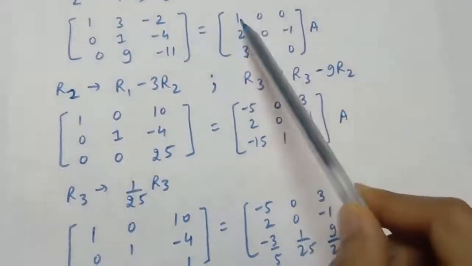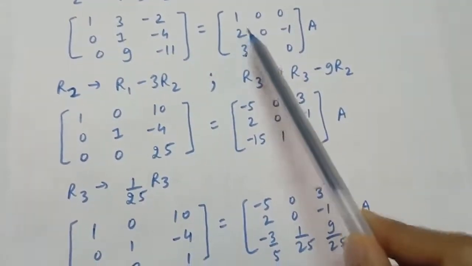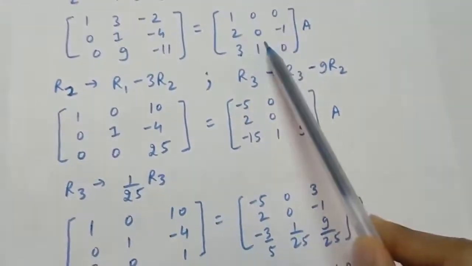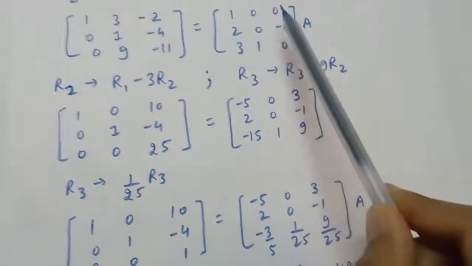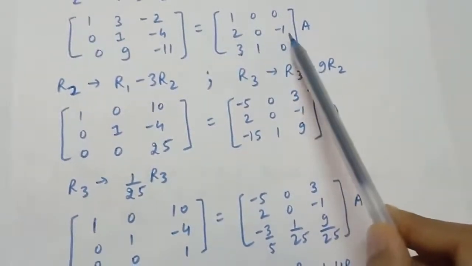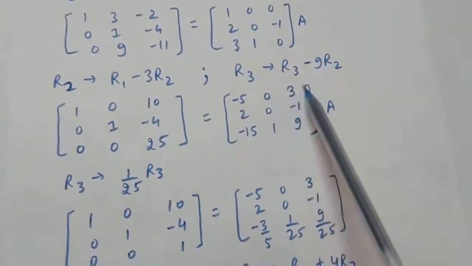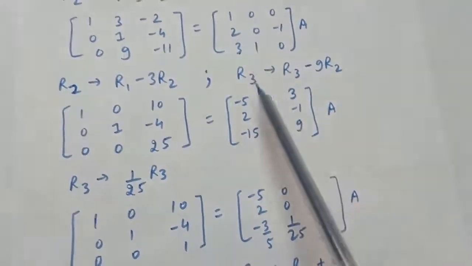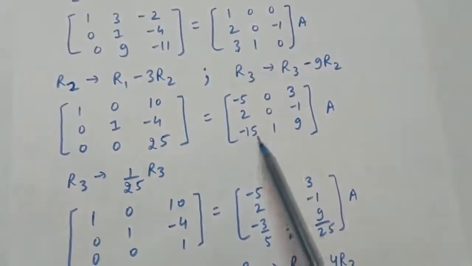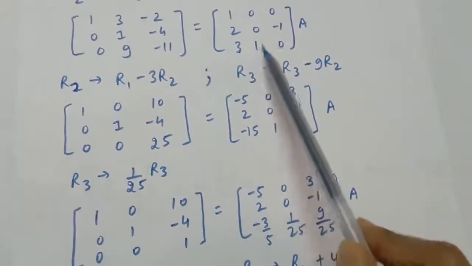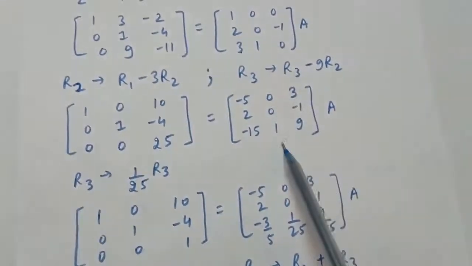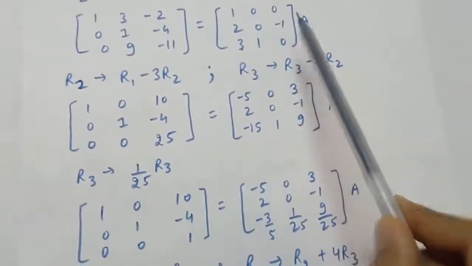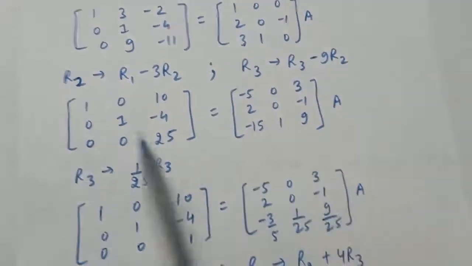Row 1 will be 1 minus 3 into 2, that is 1 minus 6, which is minus 5. Then 0 minus 3 times 0 is 0, then 0 minus 3 into minus 1, that is 0 plus 3, which will be 3. Row 3 now, 3 minus 9 into 2, that is 3 minus 18, so it will be minus 15. Then 1 minus 9 into 0, that is 1 minus 0, therefore 1, and 0 minus 9 into minus 1, which is 9, right? Now the second column is done.